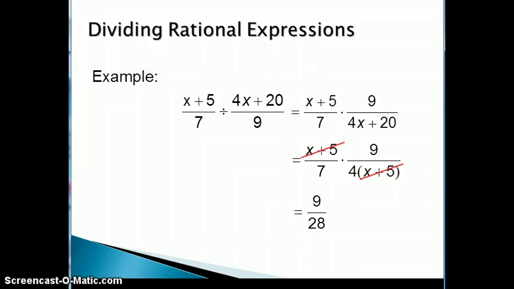And then dividing rational expressions is very similar to multiplication, because we change it to multiplication first and flip the second fraction. Then we just perform the multiplication as usual, where we factor everything completely, cancel any common factors that you see in top and bottom, and then multiply what's left.